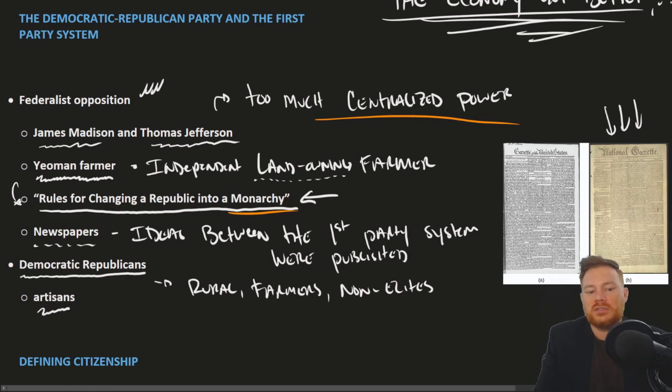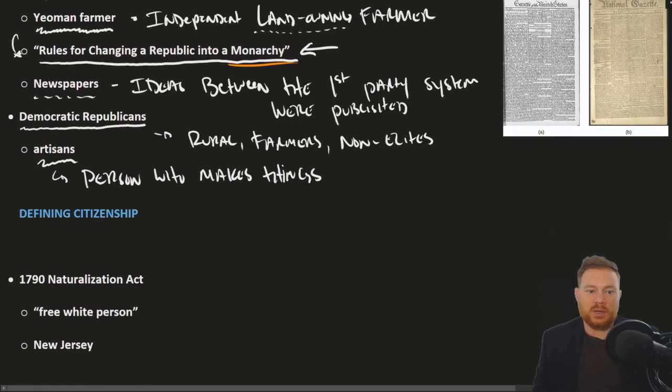And artisans. Artisans is a good term to be familiar with. An artisan is simply a person who makes things. So these might be people who live in cities, but are skilled workers, right? So they might be like a blacksmith or a shoemaker, a barrel maker, whatever it may be. So you're much more likely to find artisans in cities. Again, they're not really amongst the elite classes, but they might vote for the Democratic Republican Party. So that gives you an idea of some of these early debates in the nation between Jefferson and his followers and Hamilton and his followers.